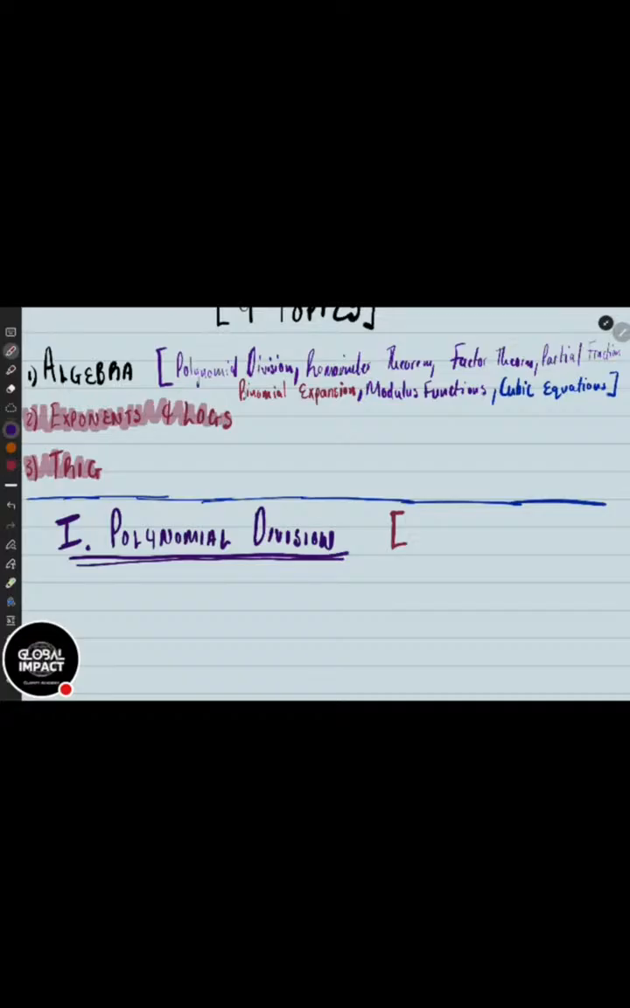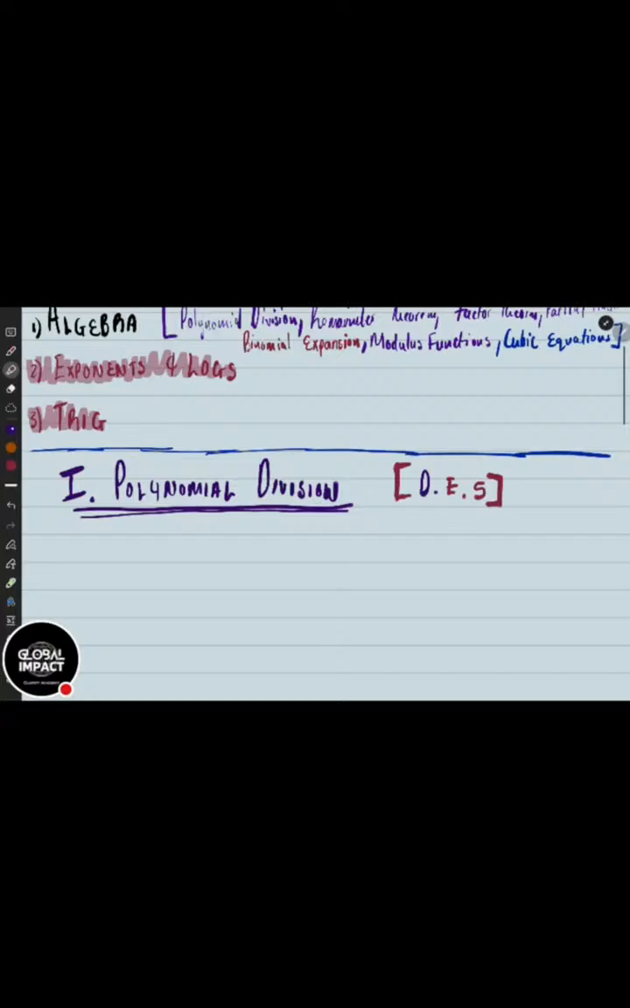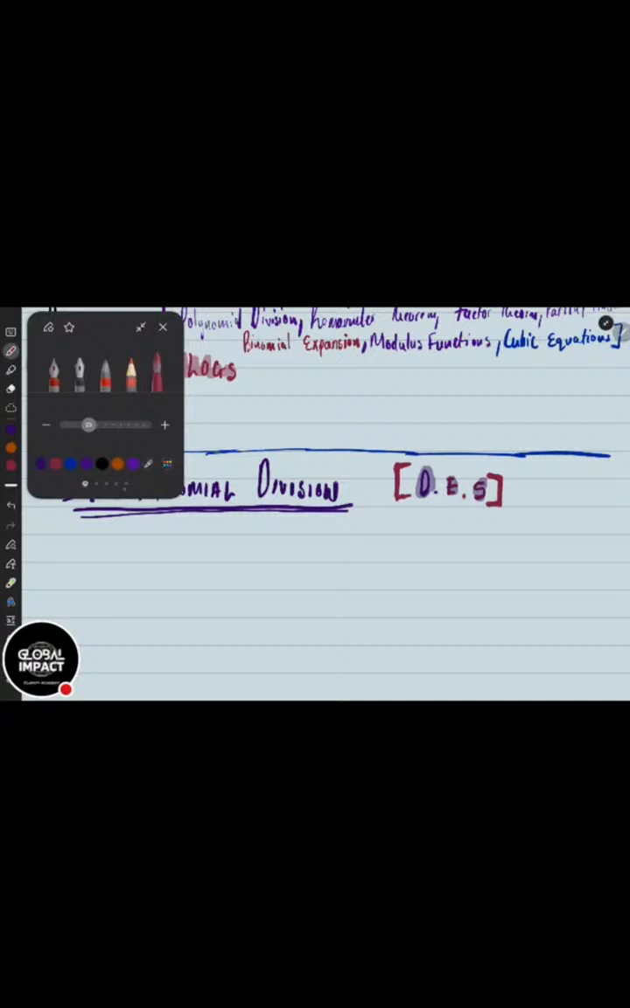So when you do polynomial division, you follow this order. Divide, expand, subtract. Full stop. So if they say, do this one, look, these are the things. Divide, expand, subtract. This is the order that we do for everything that we do.